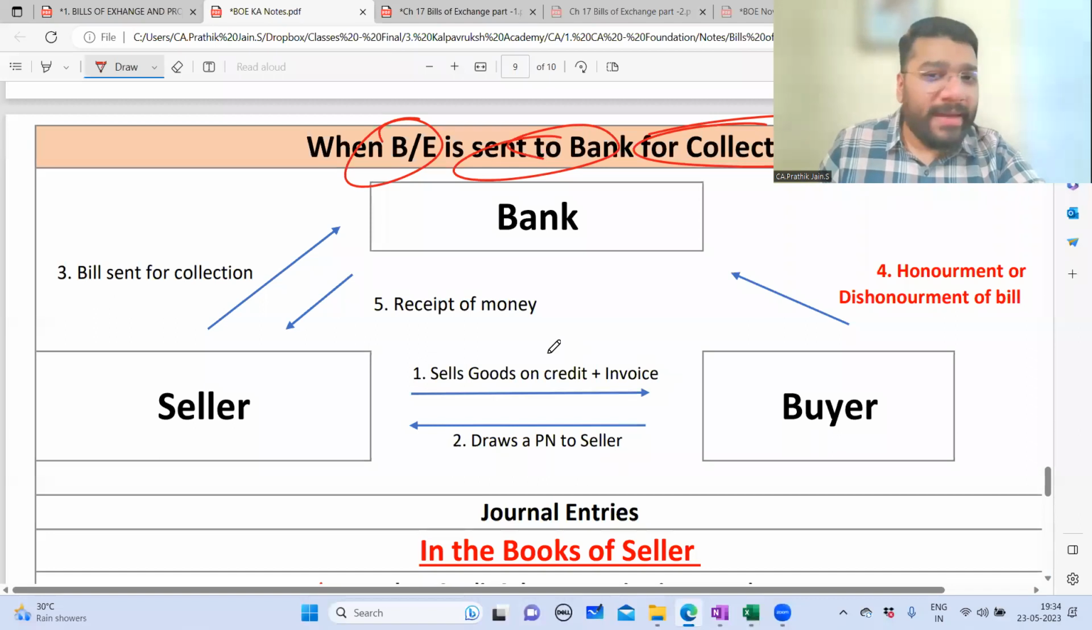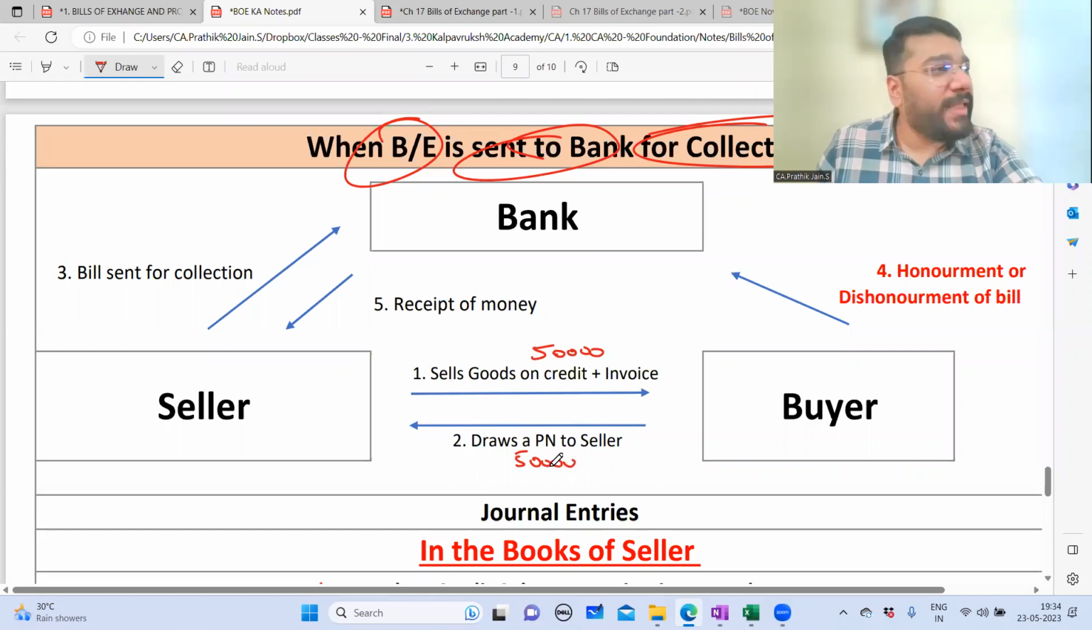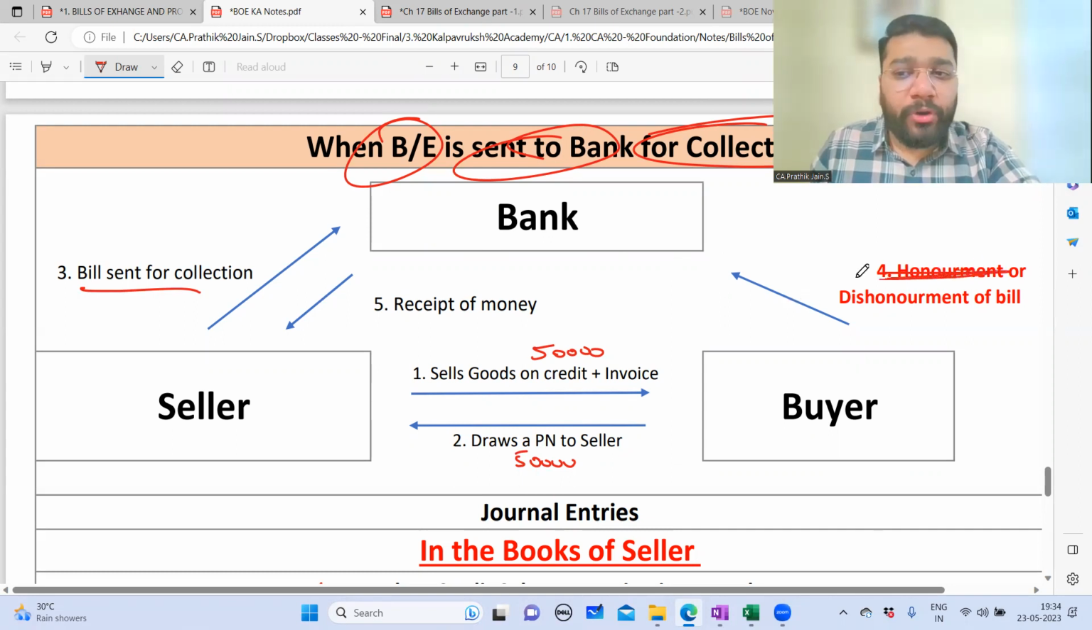Seller has sold goods to the buyer worth 50,000 rupees. Buyer is given a promissory note or a bill of exchange with acceptance worth 50,000. We have given the responsibility to the banker for collection. Bill sent for collection, hand over to the bank. So on the due date, banker is supposed to go and collect money from buyer, but unfortunately there is a dishonourment happening. So what will be the entry?